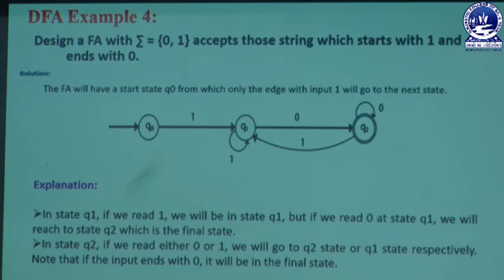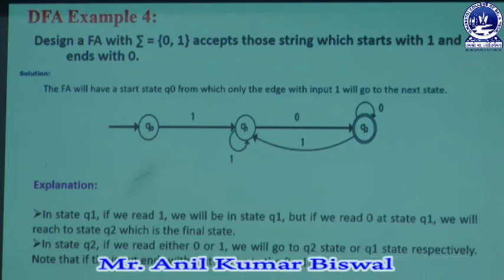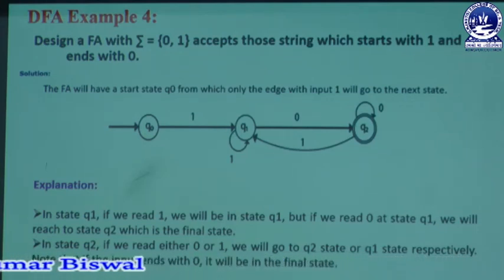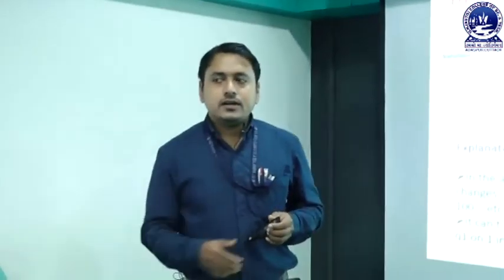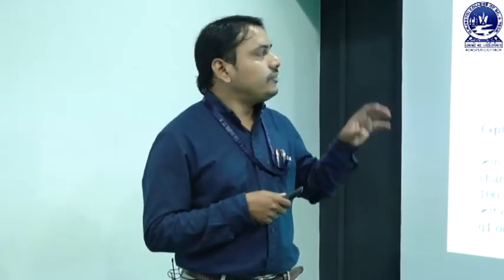So the input always ends with 0, and it will reach the final state, which is self-redirected. Whenever we create strings, they always end with 0, and the diagram always starts with a parameter like 1. In this way we can create strings like 1010, or 10011 then 0. This is the general way of formation.